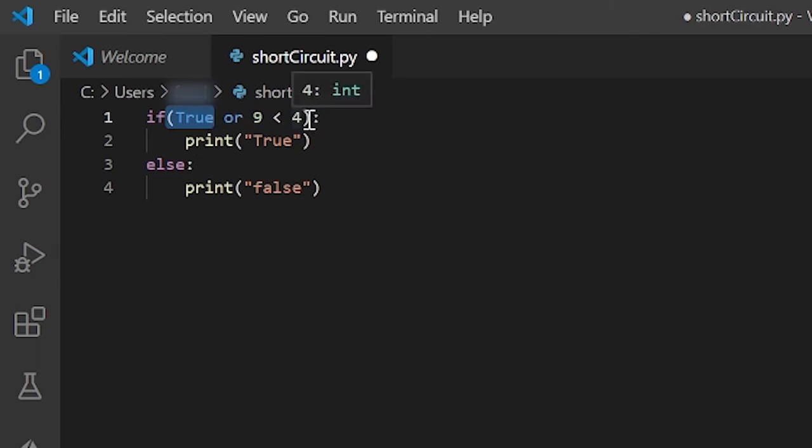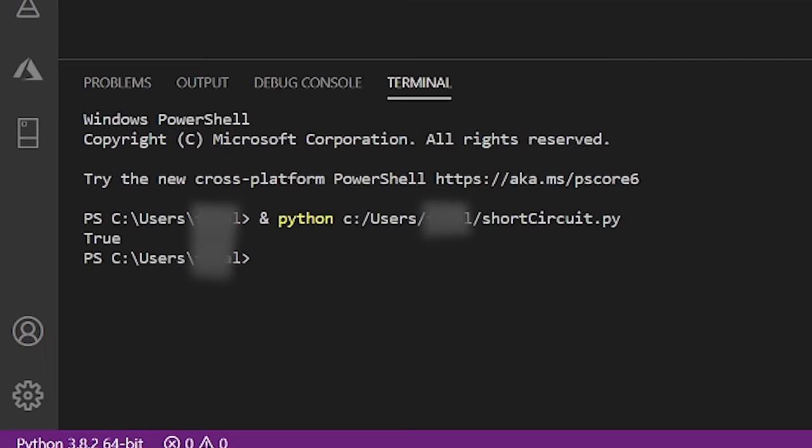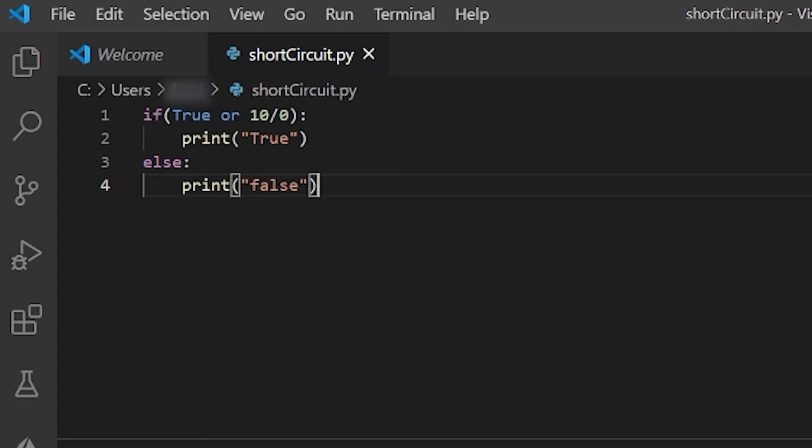Finally, let's consider one last example. I'm going to replace 9 is less than 4 with 10 divided by 0. Let's run this and let's see what happens. We get true. And that's because we're using this OR operator and we have true as our first argument. And 10 divided by 0 is our second argument. And since we're using OR, only one of them has to be true. And you can't run 10 divided by 0, otherwise Python's not gonna like that and it won't run the program.